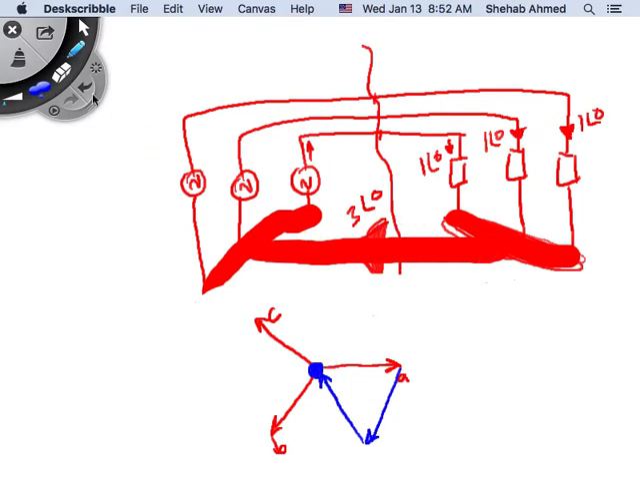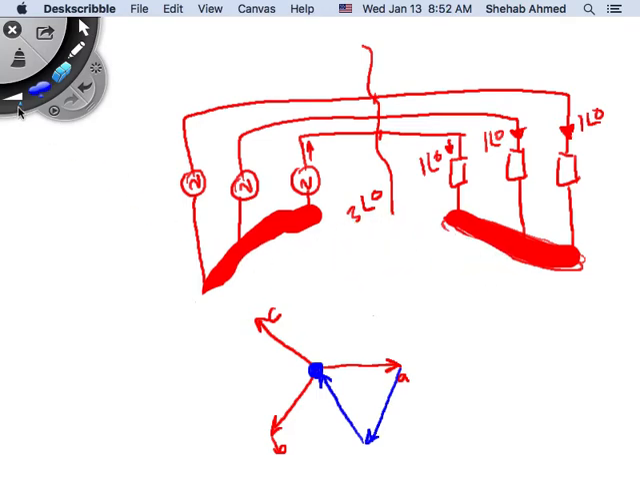That means I can theoretically completely remove this return wire, right? So I've saved a lot. Instead of 6 conductors, I've used 3 conductors.